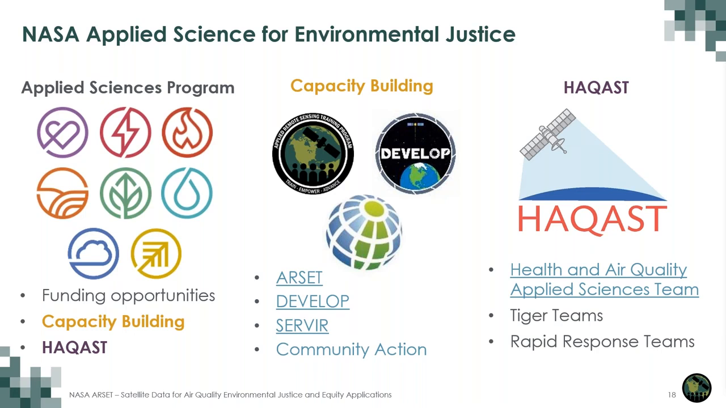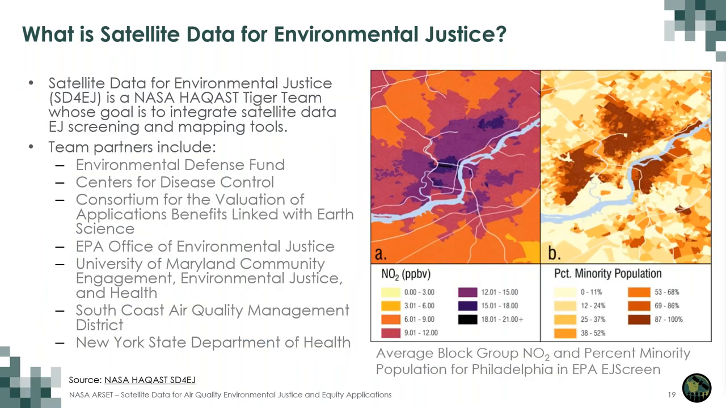HAQAST includes its regular team members, as well as shorter-term partnerships organized as Tiger Teams and Rapid Response Teams. One of these HAQAST Tiger Teams is the Satellite Data for Environmental Justice, or SD4EJ Tiger Team, led by Susan Anenberg and Xiaomeng Jin, two of our trainers today.